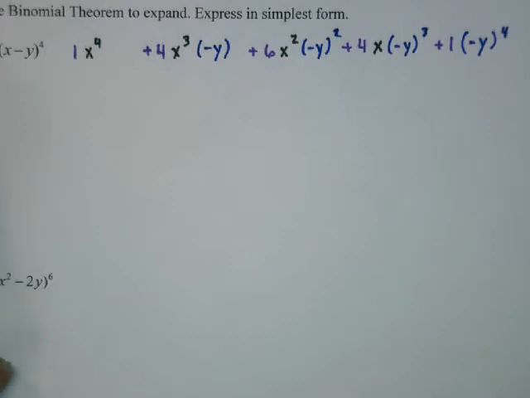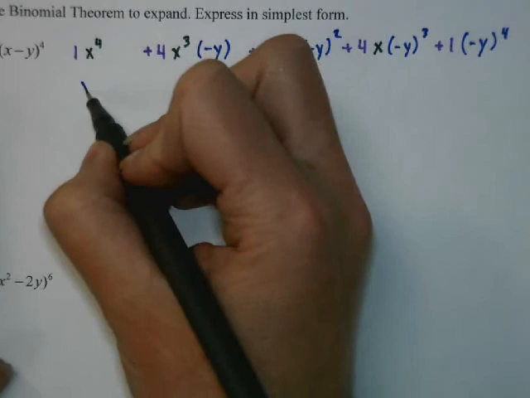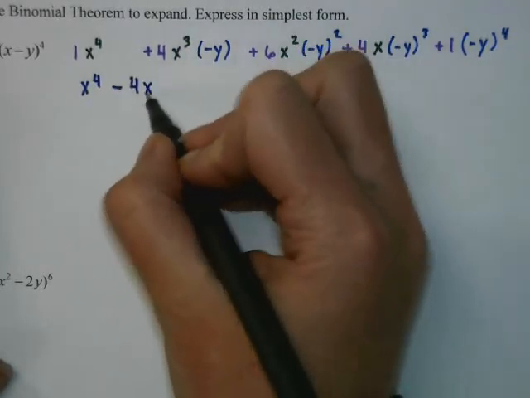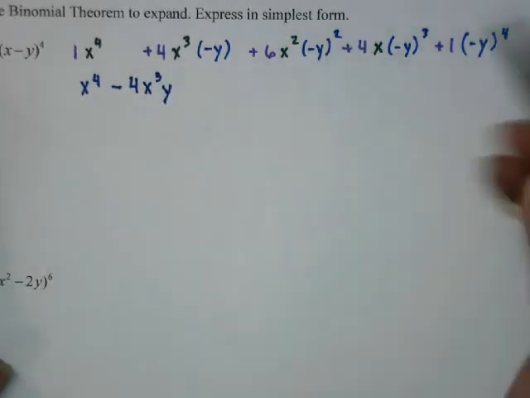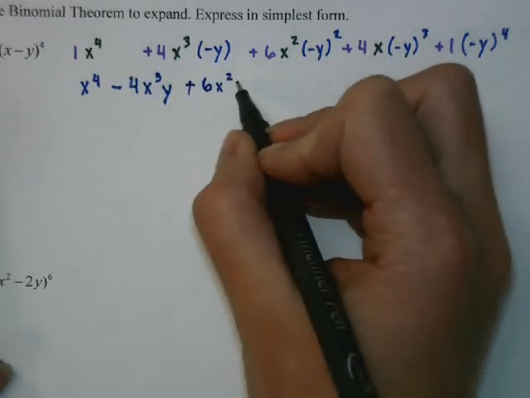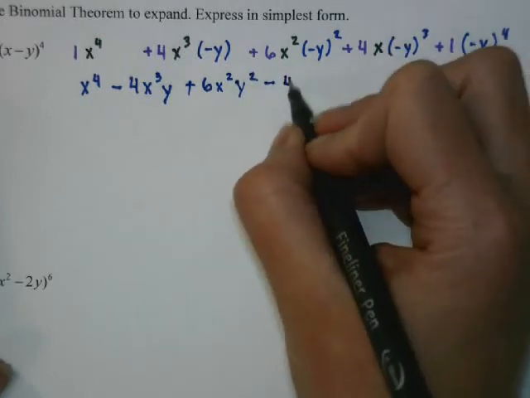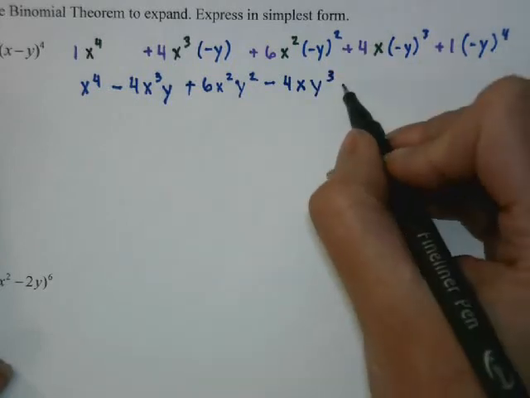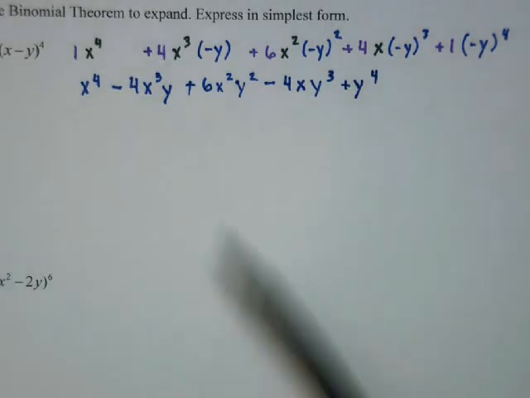Okay, and then we'll simplify. This is going to be just 1 times x to the 4th, which is x to the 4th. This next one's going to be a negative 4x cubed y. When we take the negative and square it, it's positive. So this will be plus 6x squared y squared. Next one's going to be negative 4x y cubed, followed by a positive y to the 4th. So anytime there's a negative, the terms will alternate like that.